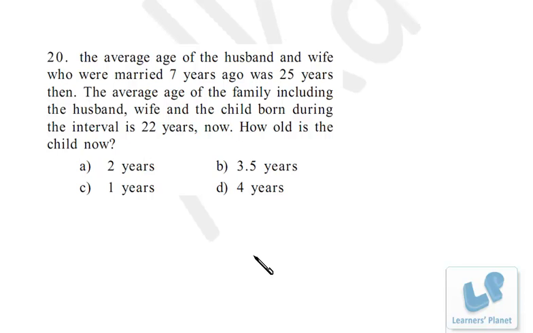Now that's a pretty simple problem, friends. At the time of their marriage, the total age was 50 years, 25 into 2. Now after 7 years, both of them are older by 7 years. So in total, there will be an addition of 14 years. So that's 50 plus 14, that's 64. But as of now, the total age is 66, because 22 into 3, husband plus wife plus child. So the total age of husband and wife is 64. That means the child must be 2 years old, right? So no paperwork, nothing is required. You can solve this problem in mere 30 seconds. Okay.